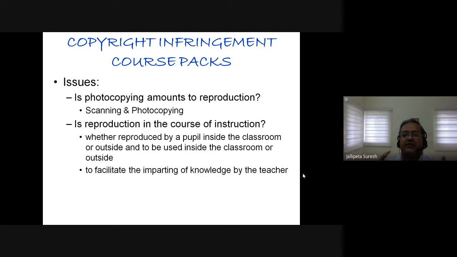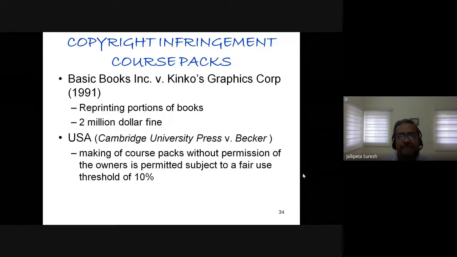That is, whether it was reproduced by a student inside the classroom or outside the classroom, or whether it is to facilitate imparting of knowledge by the teacher. So these were the issues that were raised to be addressed by the court in this case.